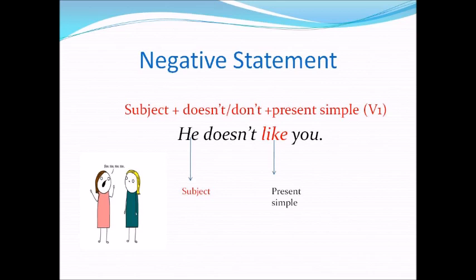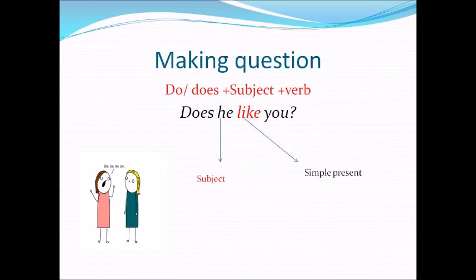To make a question, we follow this structure: does if our subject is singular, or do if our subject is plural, plus the subject plus the verb 1. For example, does he like you? We use does because our subject he is singular and our verb is in its base form.